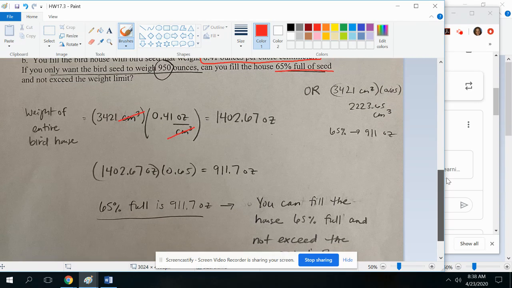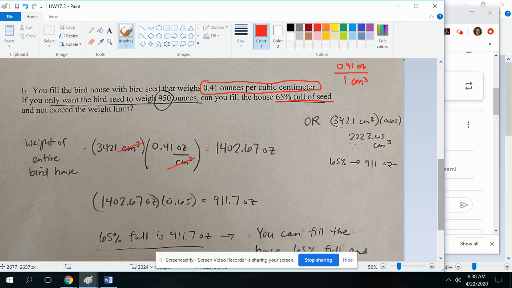The other strategy, which I kind of scribbled down over here, is you could also say, let me find 65% of the volume to begin with, and then multiply that with the 0.41 ounces per centimeter cubed, and you would still get 911. Because you're doing multiplication, it's commutative, order doesn't matter. It doesn't matter if you apply the weight to the entire amount first or the 65%. For me, I think this just made more sense in my head naturally to find the weight of the entire birdhouse. I hope that helps.